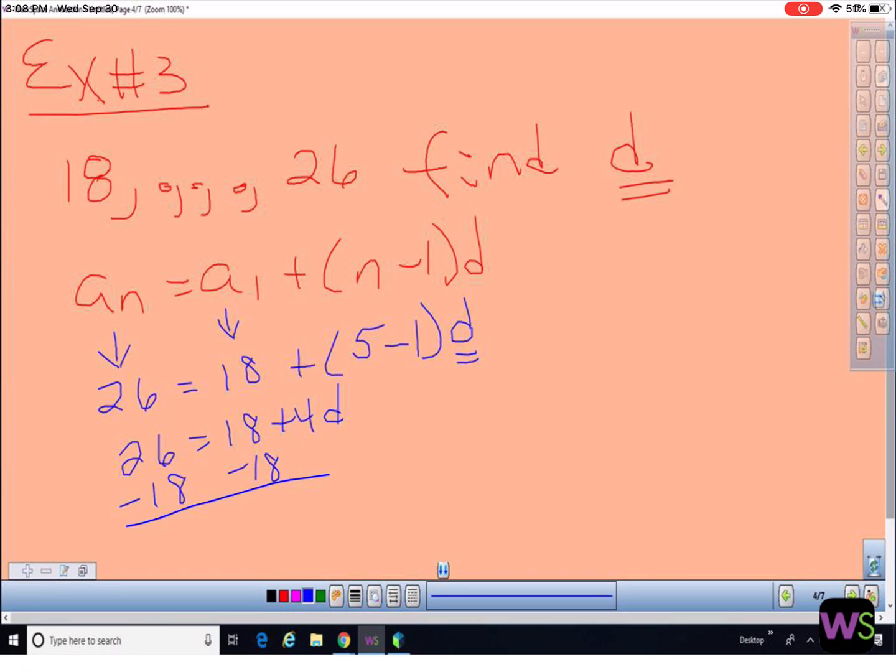So I have 8 left. 8 is equal to 4D, divided by 4. So 2 is equal to D. So your difference in each row is going to be 2 seats. So it's 2 seats wider, or the previous row is 2 seats shorter, however you want to look at that. But that's how you could use it in a word problem. All right.